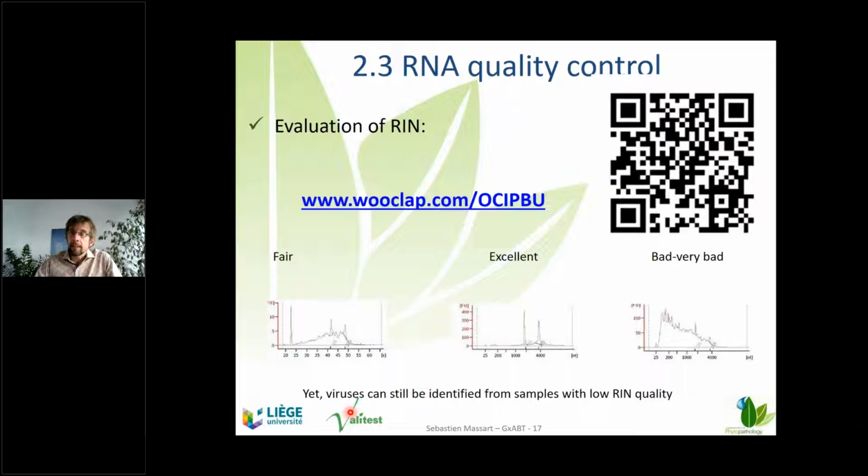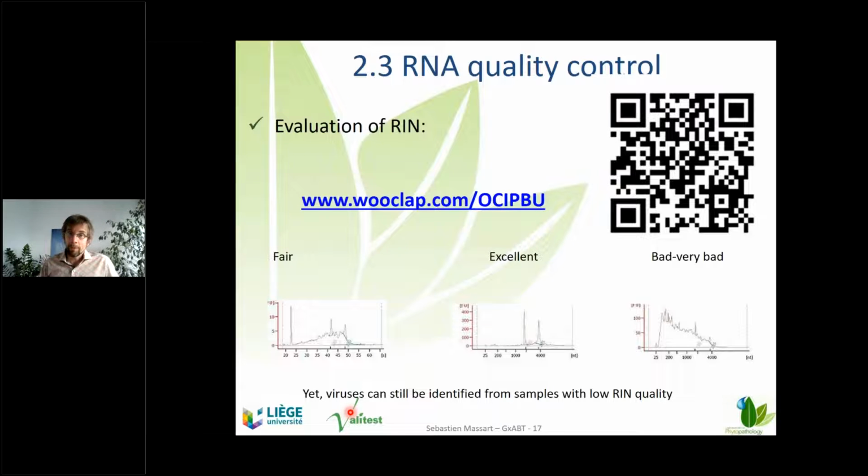It doesn't mean that you do not have to try to reach the highest quality. A high quality is always better. But think about rare samples. You no longer have the ability to re-extract your sample. You may risk the sequencing with lower RIN, at least with Illumina. It can give good results.